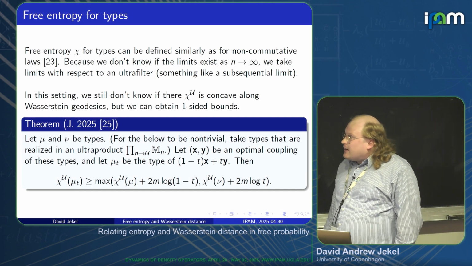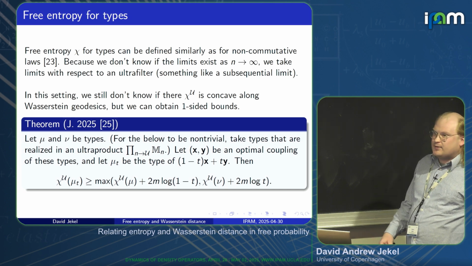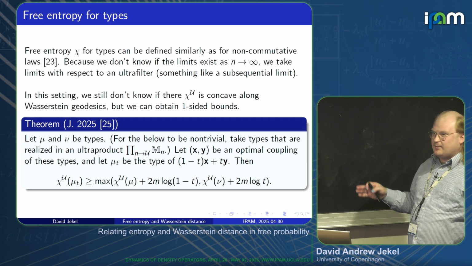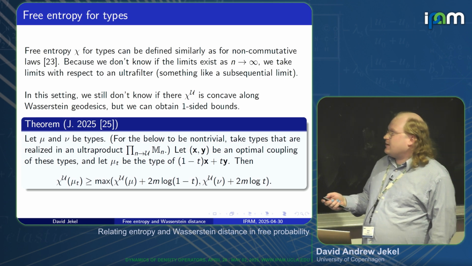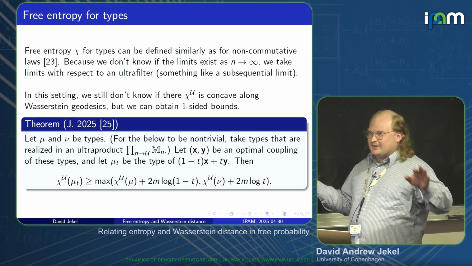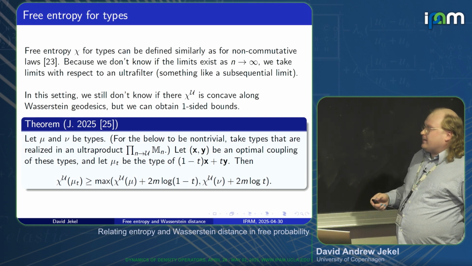And then I also adapted the notion of free entropy for types, the entropy chi. The proposition that I wrote before, that it's the supremum of limits of classical entropy of matrix models, was still true, but you don't necessarily want to take the limit as n goes to infinity, but you just restrict to limits along an ultrafilter, which is some kind of subsequential limit.